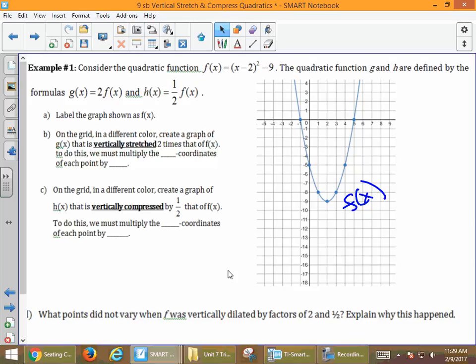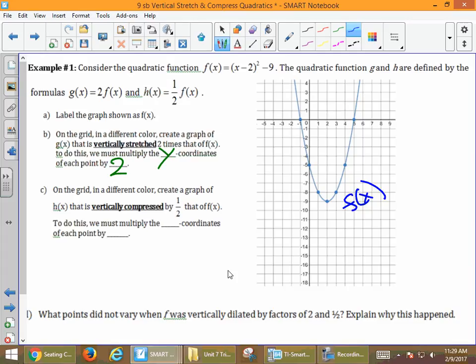And to do this, we're going to multiply our y coordinates. So the y coordinates of each point of our original function, we're going to multiply that by 2 to make it vertically stretched by a factor of 2. And so when sketching this, we look at each point we have on our original graph. So I'm going to start with my vertex.